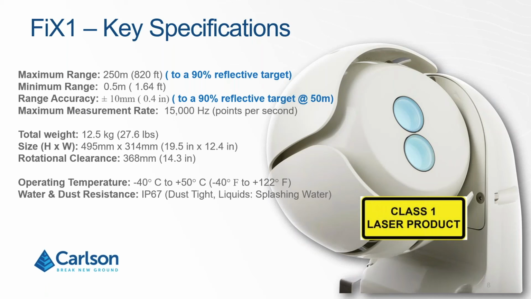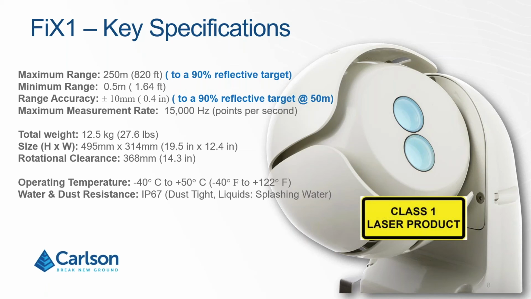Now this will be important to determine how many FiX1s you have on site, what you need, what type of piles you can do. The maximum range for the system is 250 meters or 820 feet to a 90% reflective target. The minimum range is half a meter or 1.64 feet. The range accuracy is plus or minus 10 millimeters or 0.4 of an inch to a 90% reflective target. And the maximum measure rate is 15,000 points per second.